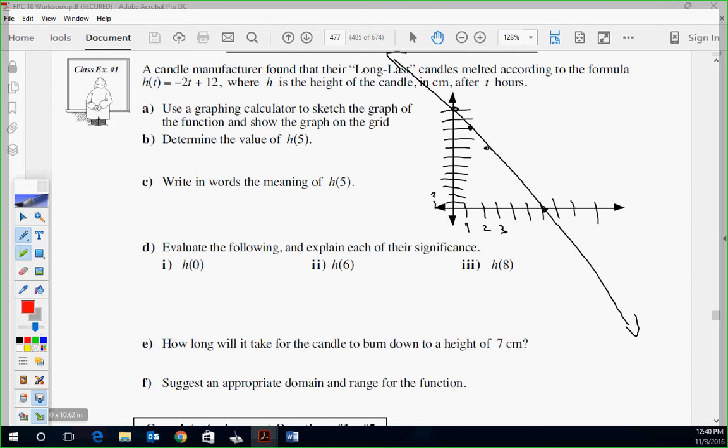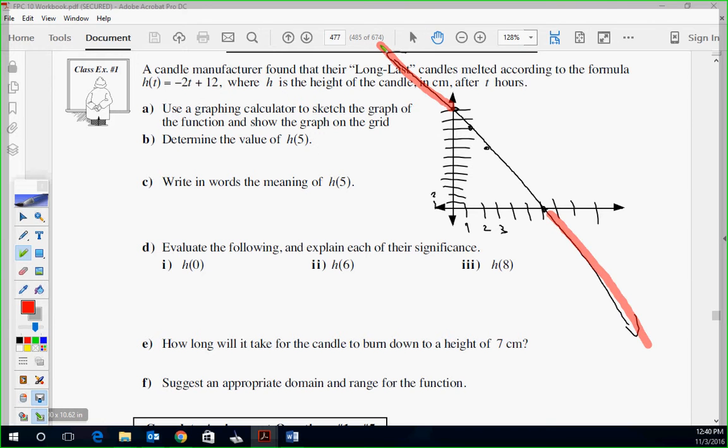Remember, common sense tells us that everything here and everything here is not real. Why is this not real? Well, the biggest one, guys, is this is negative time. We can't have negative time. Technically they could make a bigger candle, could burn at the same rate, I mean, we don't know. I understand what you're saying, but the biggest thing here is there's no such thing as negative time. Down here, there's no such thing as a negative candle.